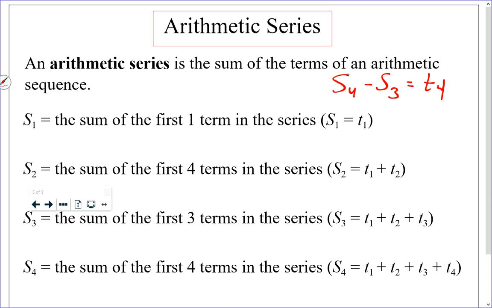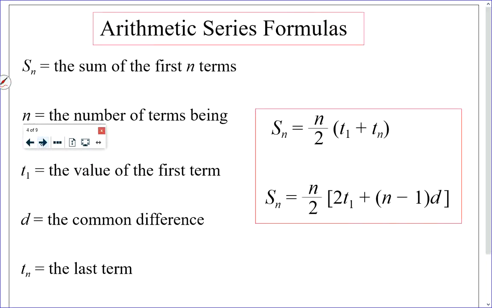And look at the bottom of the screen here. S3 is the sum of the first three terms. S4 is the sum of the first four terms. S4 just has an additional term added to it. And that's why the difference between S4 and S3 is that fourth term. And you're going to see lots of cases in the review and on the exam where you have to use that idea.